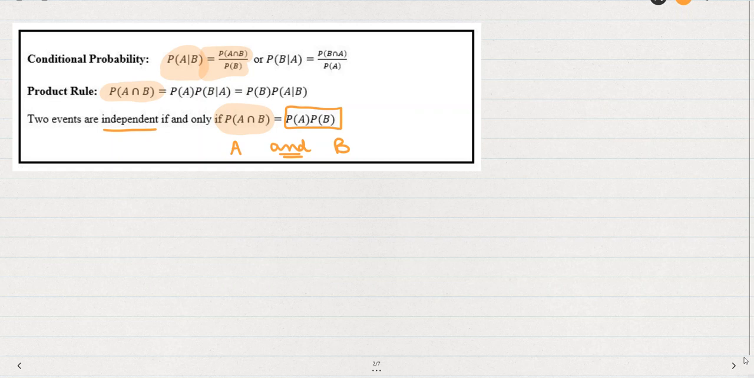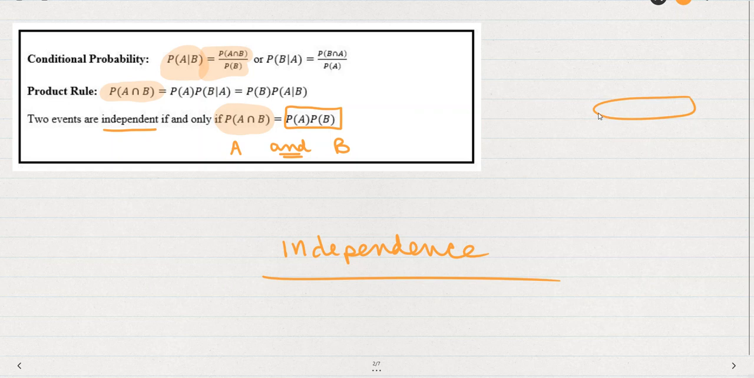Here's an example of two events that are not independent. And I have a short video, by the way, that gives a mnemonic on how to remember this. So you might want to jump to that video at some point also, if the idea of independence is blurry to you at all.